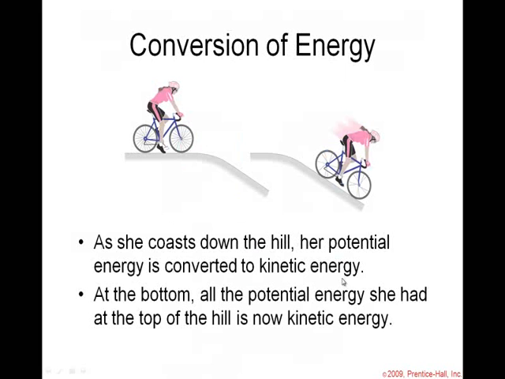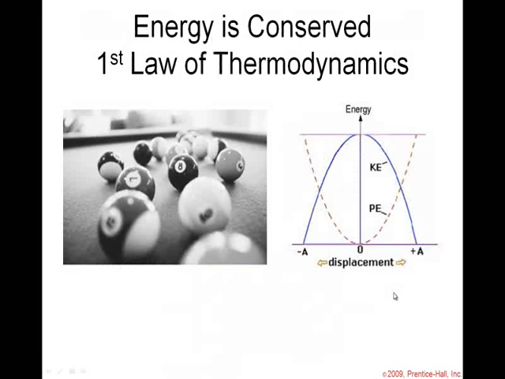At the bottom, all the potential energy that was up here is now all kinetic. And you can see that in this chart here, the total energy is always the same. If this is kinetic energy and this is potential, at the top of the hill you have lots of potential. As you come down, that energy becomes converted to kinetic, which rises, right? But the total is always the same.